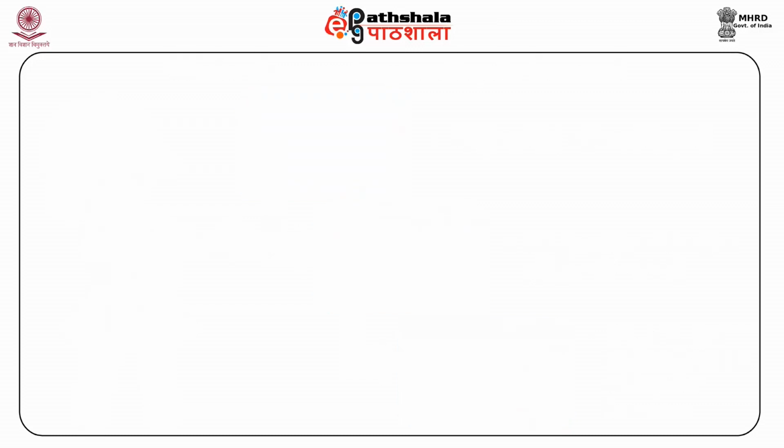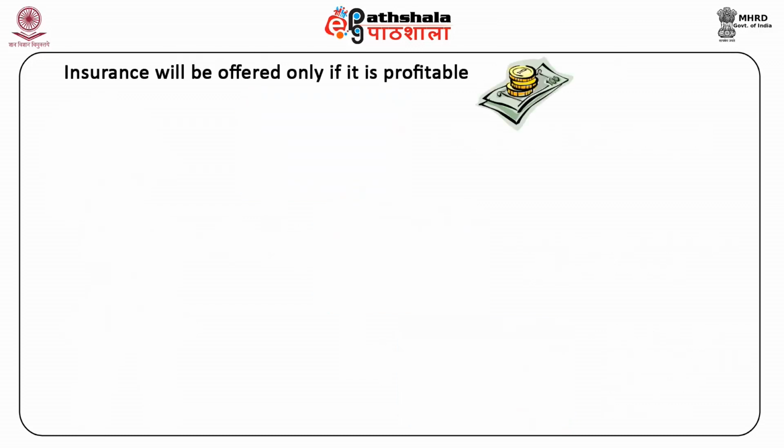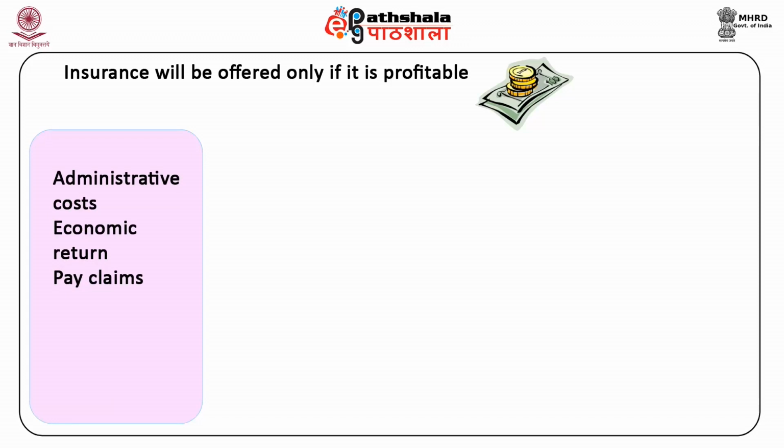This is but half the story. Insurance will be offered only if it is profitable for the insurance firm to remain in the industry. Besides administrative costs, it has to earn an economic return equal to its opportunity earning, which is the return of an industry of equivalent risk. In addition, it has to pay out claims as well.